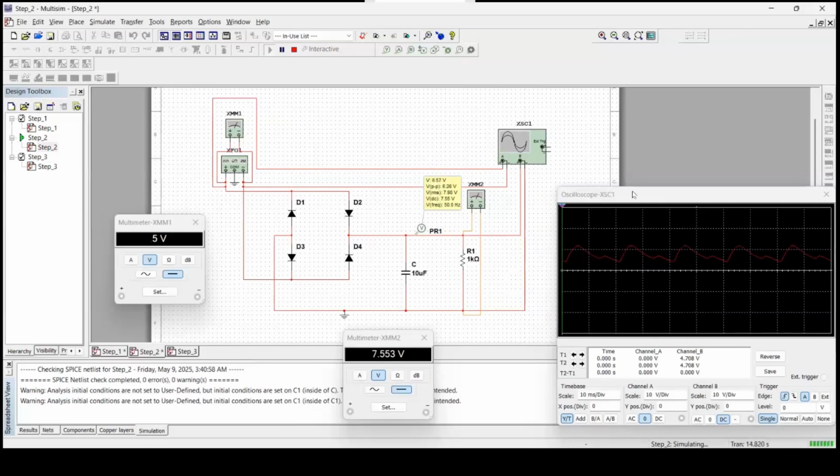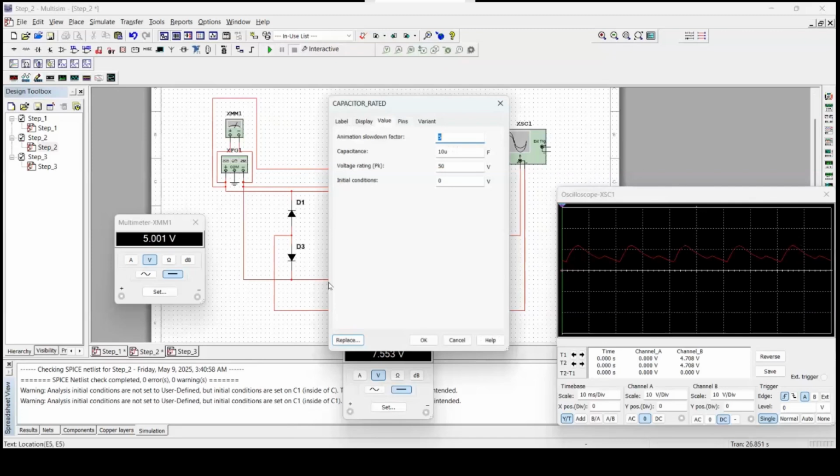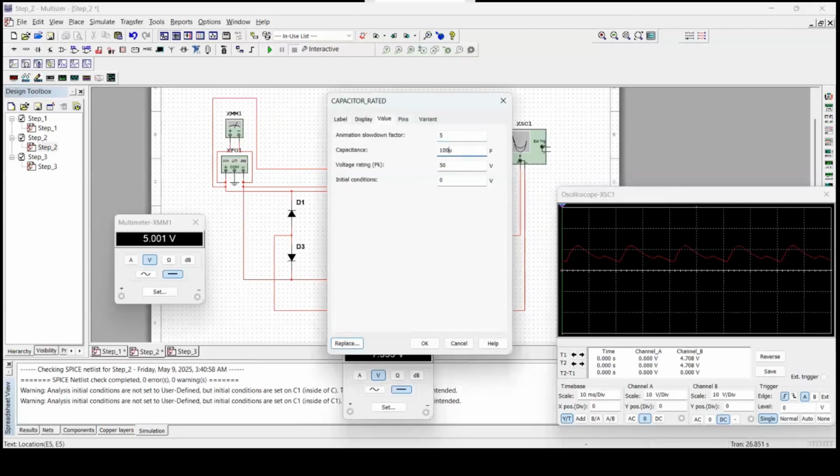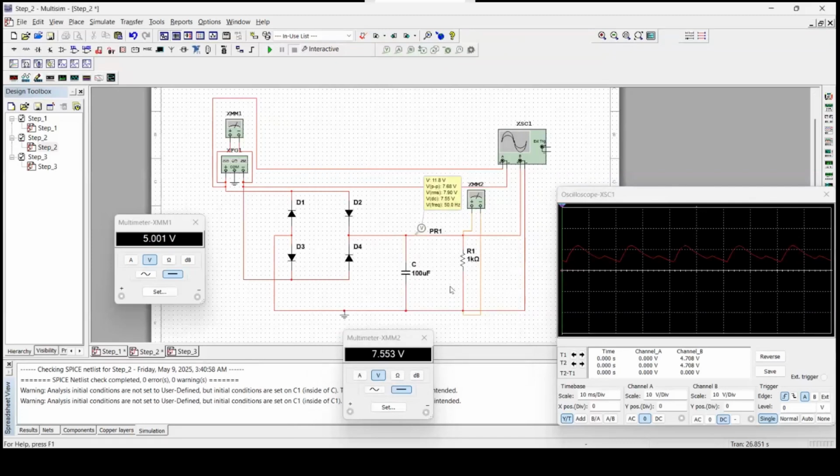So here, it will produce a result like this one. But in this case, it's not too smooth, right? Because the value of the capacitor is very small. So our group members decided to change the value. We make it become 100. And then when the value of the capacitor becomes higher, it will produce a smoother voltage. So we can compare.